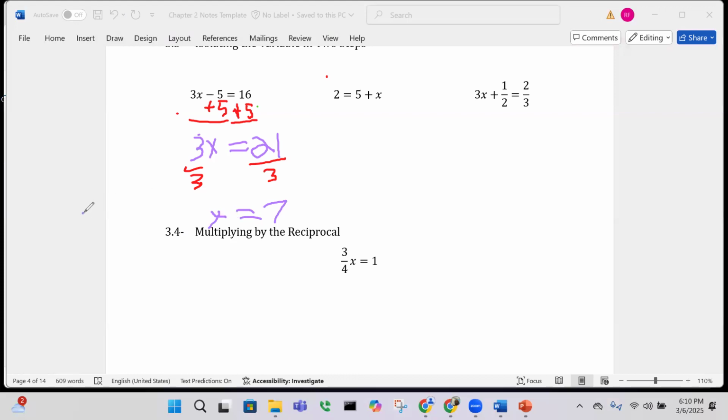What do I mean? If I plug in the solution, 7 equals 7, it's true. If I go up here, 3 times 7 equals 21, it's also true. And if I go all the way up here, 3 times 7 is 21, minus 5, 21 minus 5 is 16. This also is true. 7 satisfies all these equations. They are equivalent equations. They're not the same, but they have a relationship, right? 7 makes them all true.